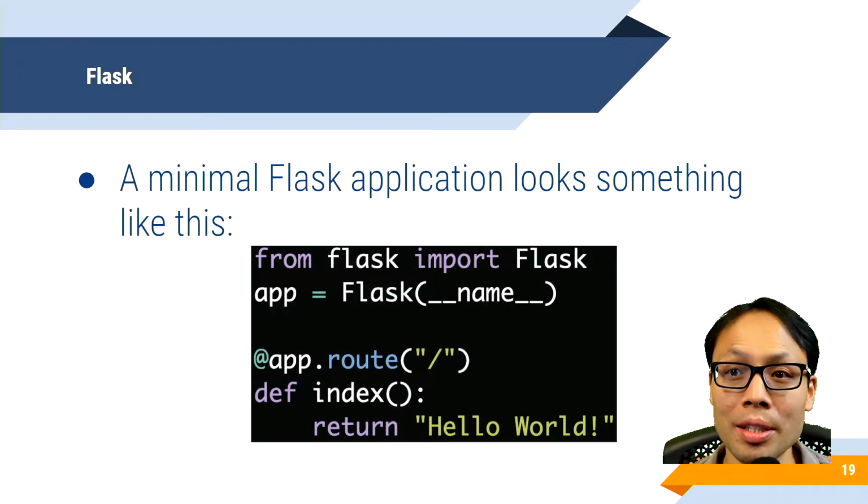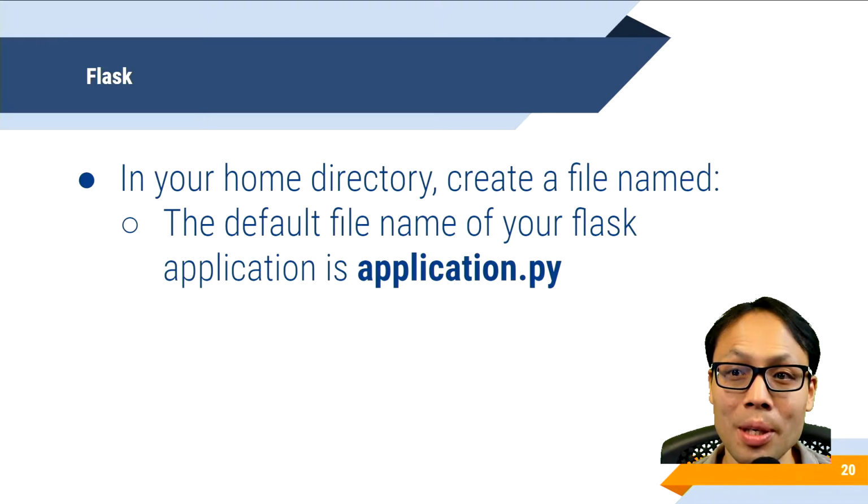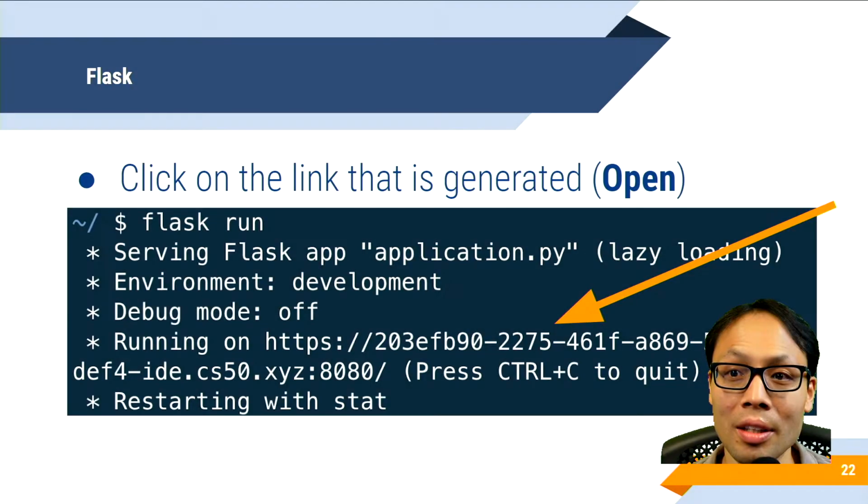And a minimal Flask application looks something like this. Don't worry about all the details right now. We'll get the hang of it soon. All right, so in your home directory, create a file named application.py. And to run your Flask program, you just type in flask run, and then you click on the URL.